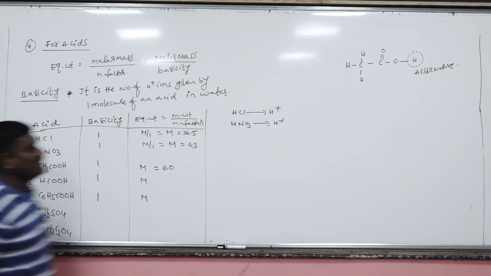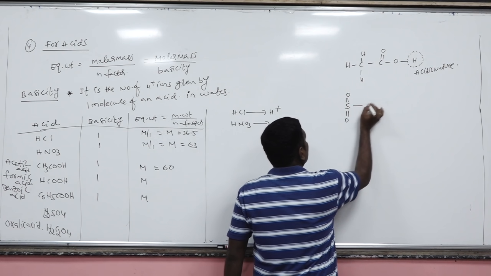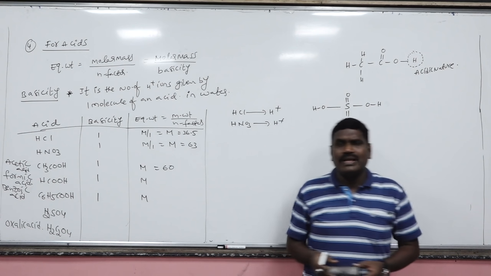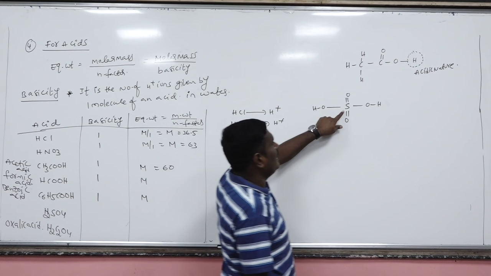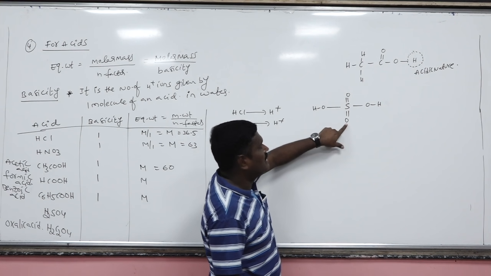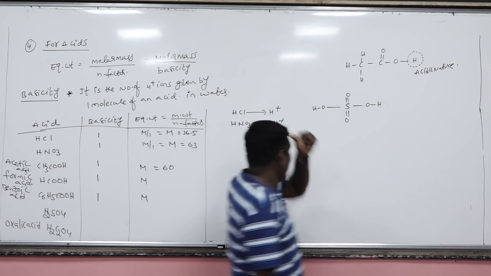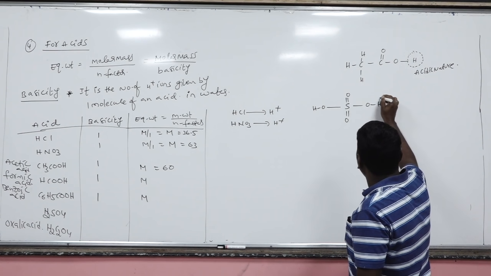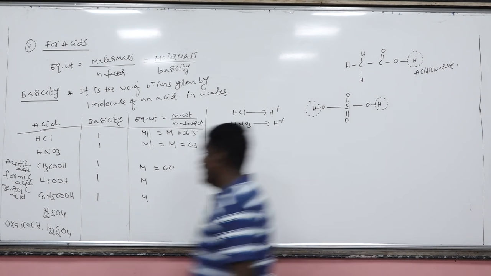Now come to sulfuric acid. If you see the structure of sulfuric acid, you have seen structures in inorganic chemistry or in chemical bonding also. We know how to draw the Lewis structure of a compound. Sulfur is the central atom. Sulfur has 6 valence electrons, so it is able to form 6 covalent bonds. Oxygen is divalent and hydrogen is monovalent, so it forms a single bond. Now see how many OH groups are present here: 2. This is one ionizable H plus, and this is another ionizable H plus.